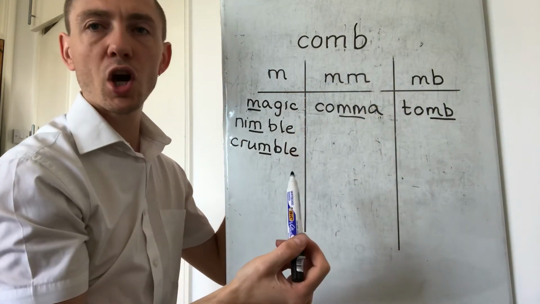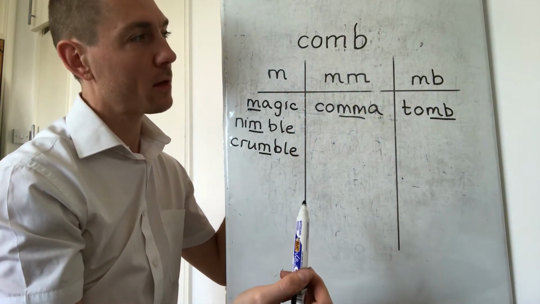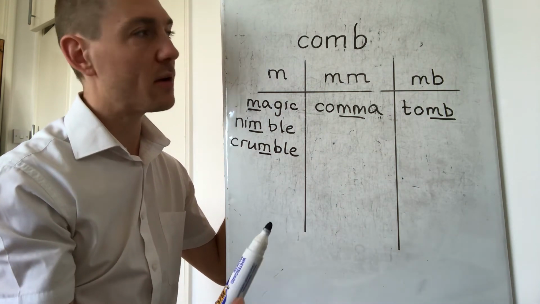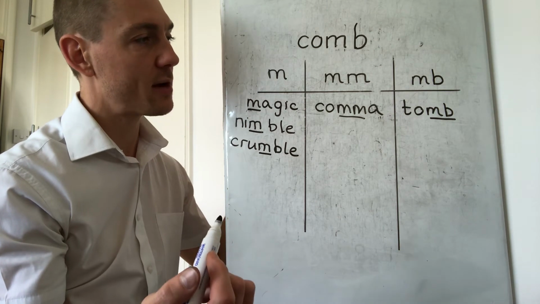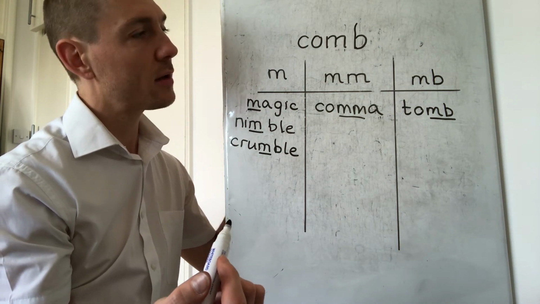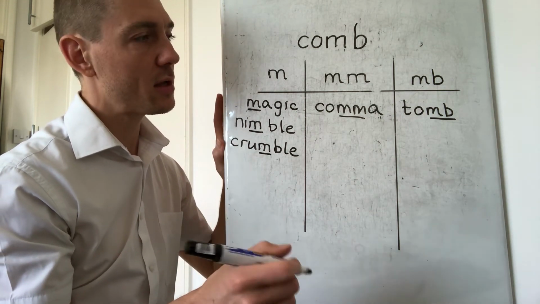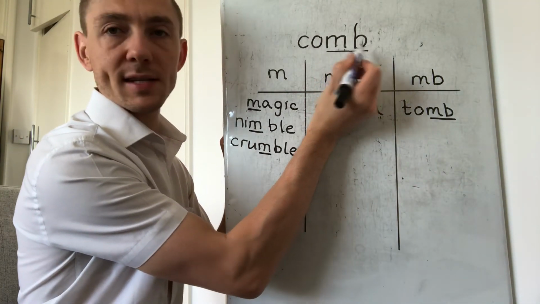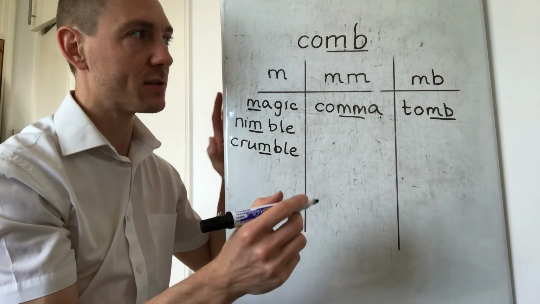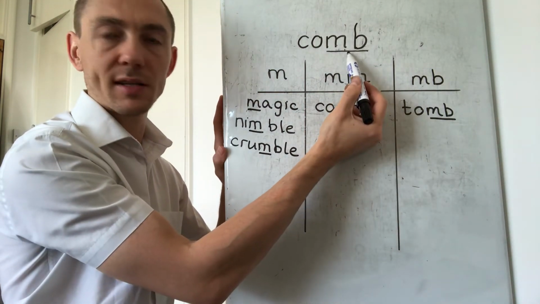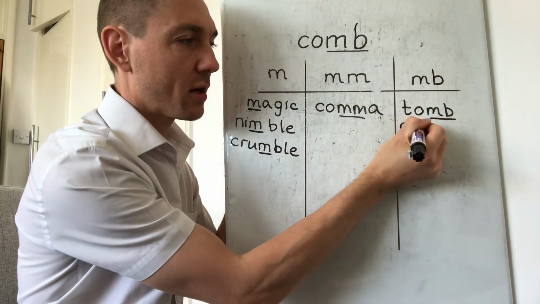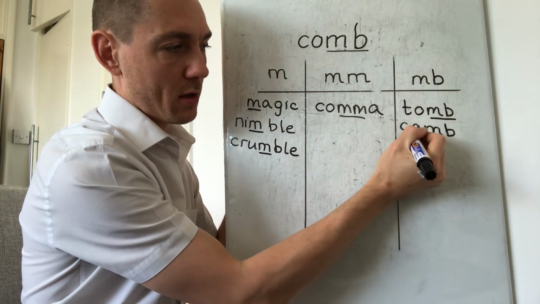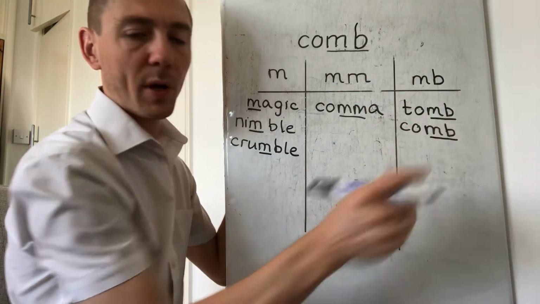The word is comb, comb. So, over to you. What spelling do we have? Okay, so coming back together, this time we have got the MB together spelling and sound because it's at the end of a word, isn't it? So we can say k-o, k-o, comb.